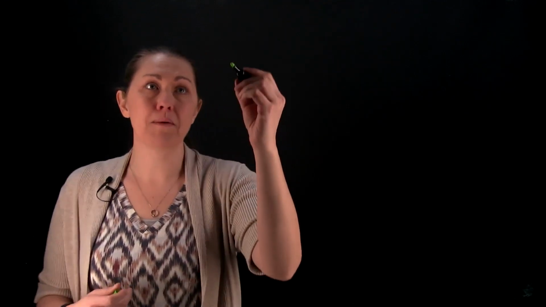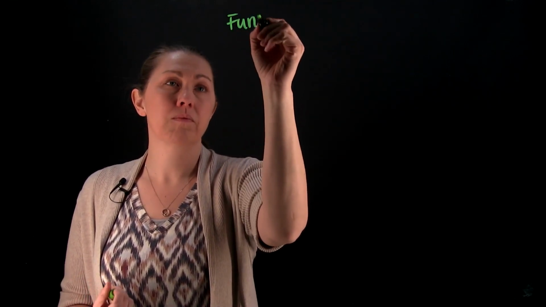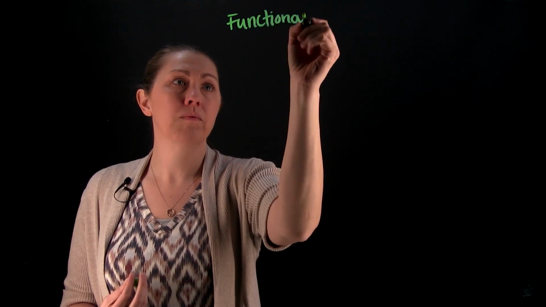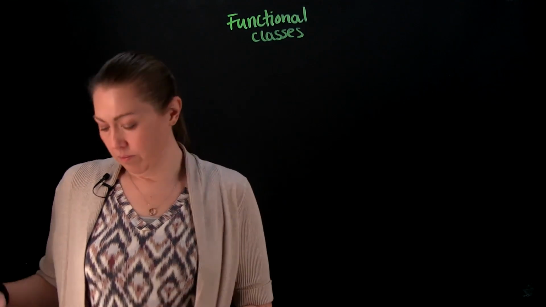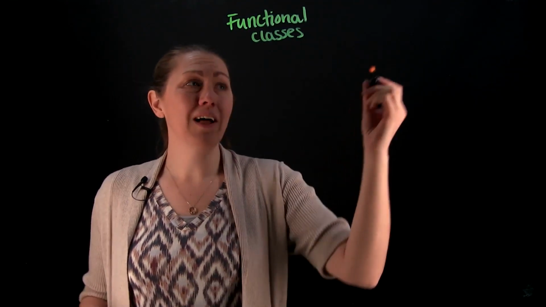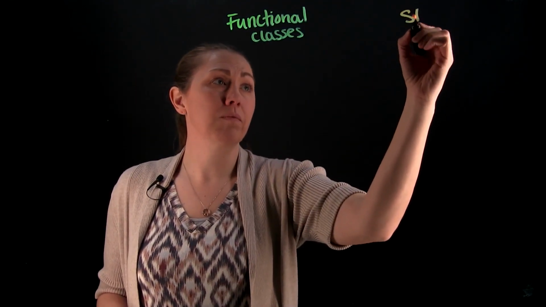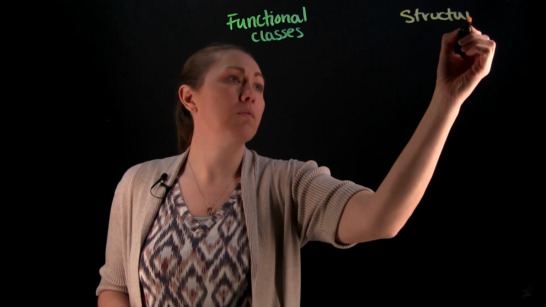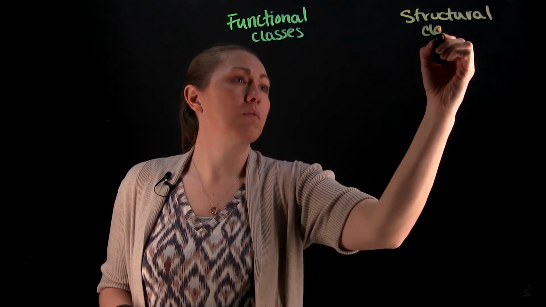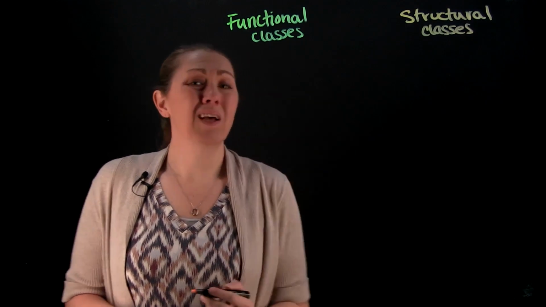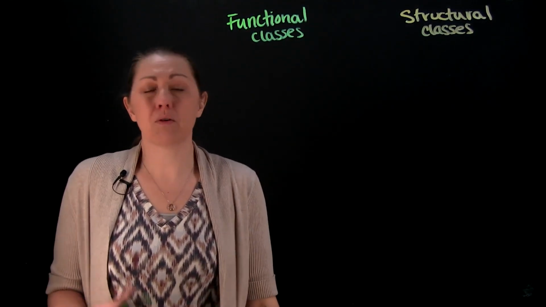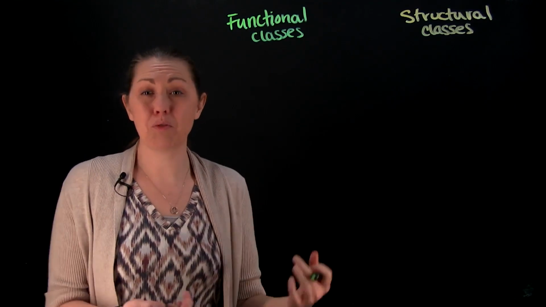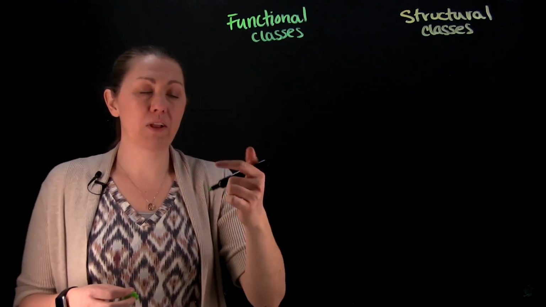So you can classify them based on their function, so that's their range of motion. Or you can classify them based on their structure. So that would be, what material do you put between those bones? Because when we talk about a joint or an articulation, it's really where two bones meet. So let's talk functional classes first.